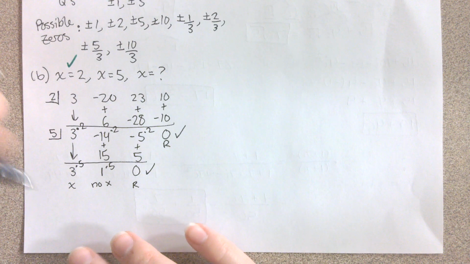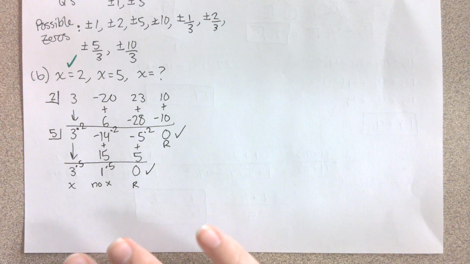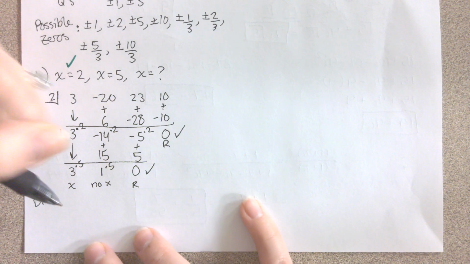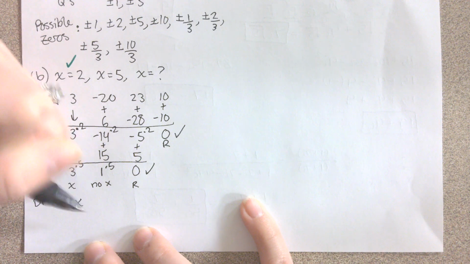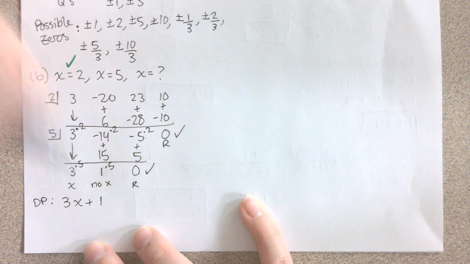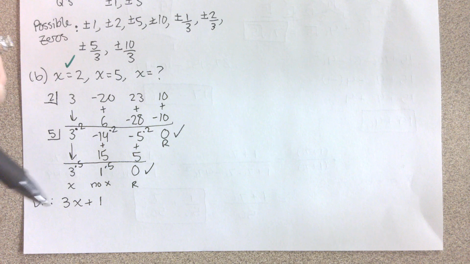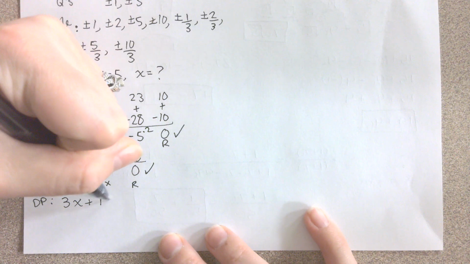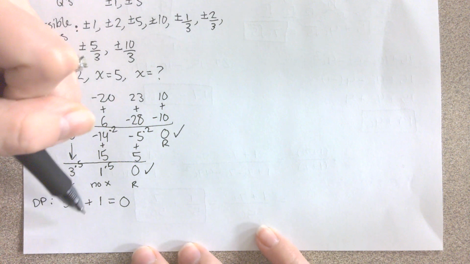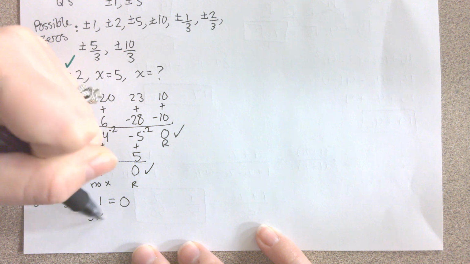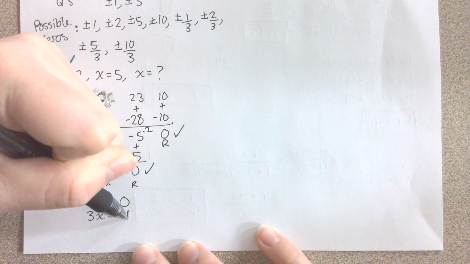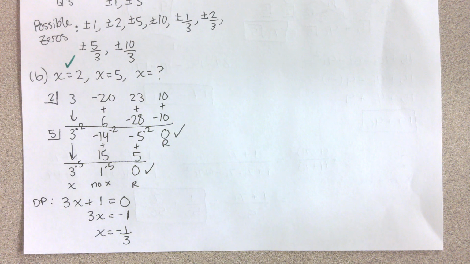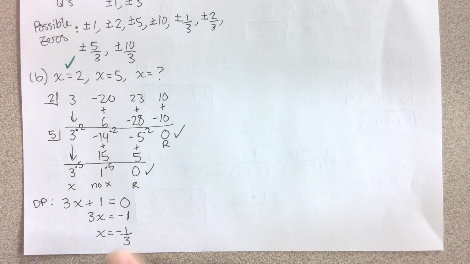So I need to write out the polynomial that's left over. It's called the depressed polynomial. I just like to call it the DP for short. So we have 3x plus 1, no x on it. This is what's left after breaking down the polynomial. So I need to figure out the last 0. So set it equal to 0 and solve for x. Subtract 1 on both sides. We get 3x equals negative 1. Divide by 3. X is negative 1/3. So that is the missing 0.